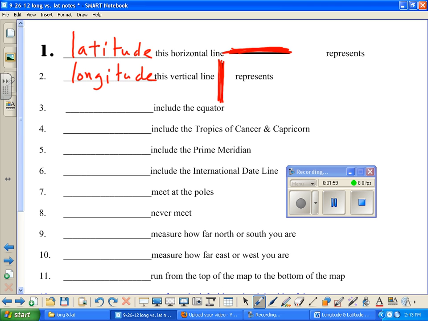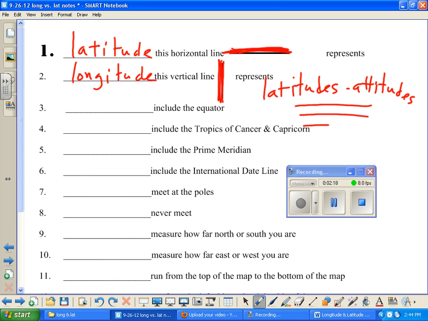The hint I gave the other day came from Mrs. Farnham many years ago. We said latitudes have attitudes. Remember that one? And by saying that, these lines never touch. If you got an attitude, don't touch me, stay away from me. Get away from me, I got an attitude. That's her way of remembering it.